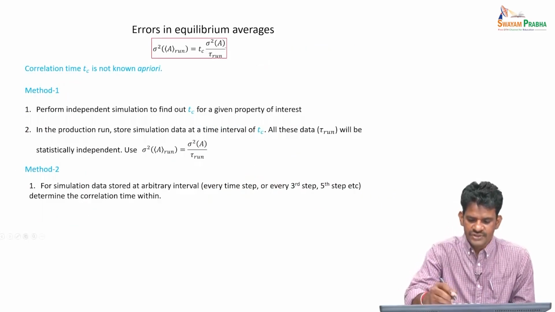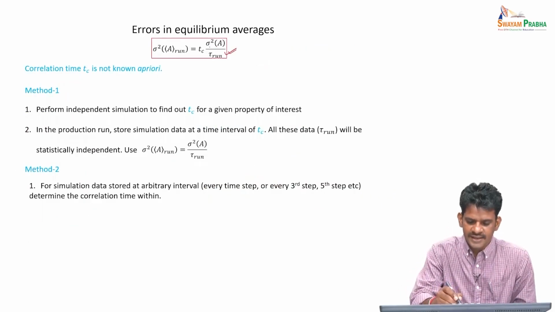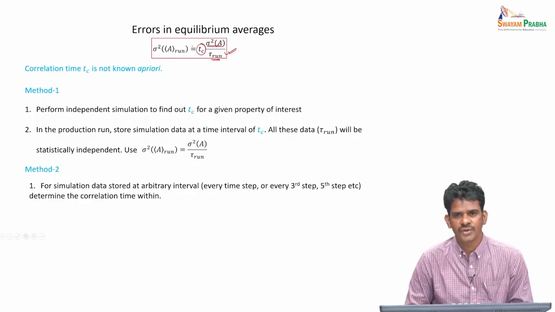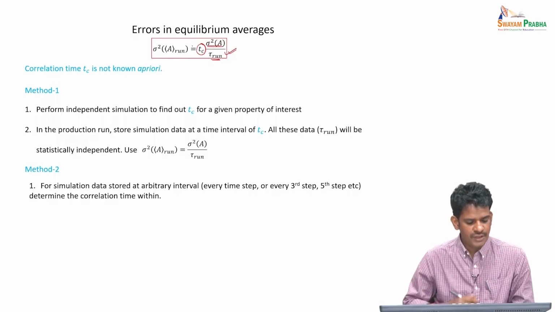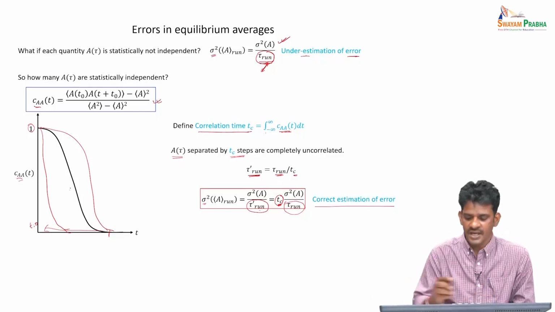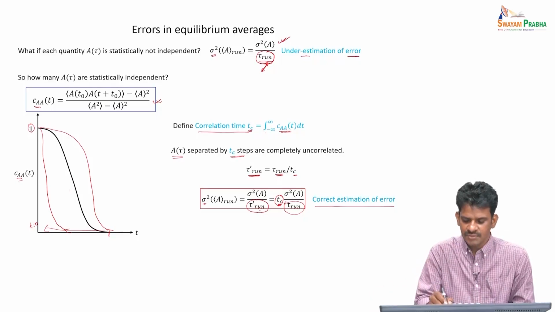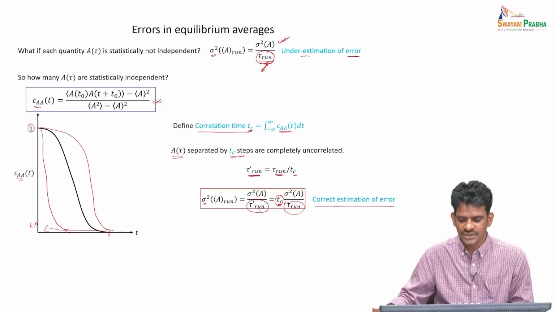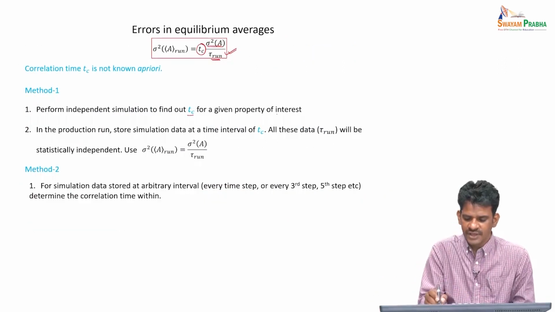Now if I want to use this equation, I can calculate sigma square A from the data set. Tau n is also known to me, but what I do not know a priori is the correlation time. I do not know the length of the correlation for a given property A. So to go forward, we need to find out this correlation time. For this we can take two approaches. One approach is to do an independent simulation, calculate the correlation function for A, and then calculate tau c by integrating the normalized autocorrelation function. That will give us tau c for a given property of interest.